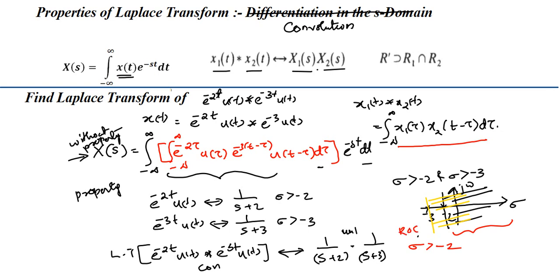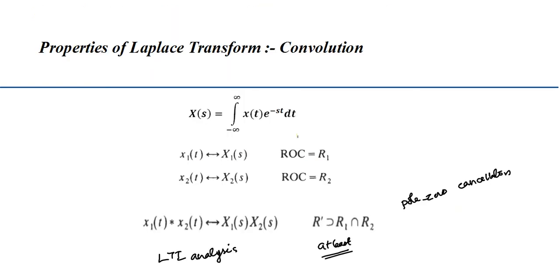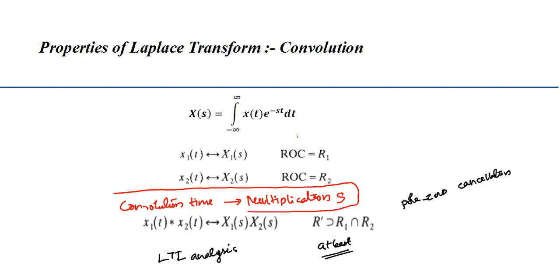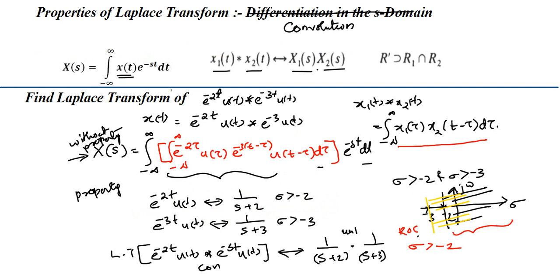It's a very important property: the convolution operation in time domain becomes multiplication in S domain. It's a very important point. This is one of the advantages of using a transform. You need to remember this point: convolution in time domain becomes multiplication in S domain, or frequency domain.